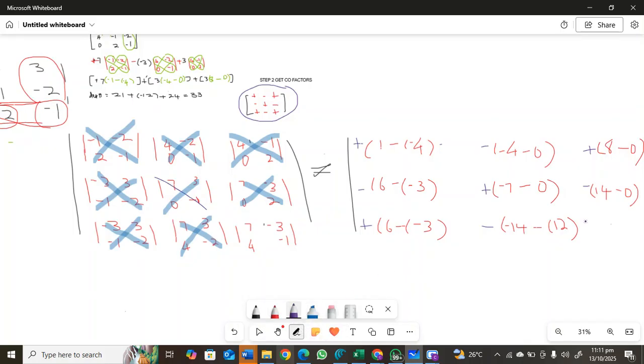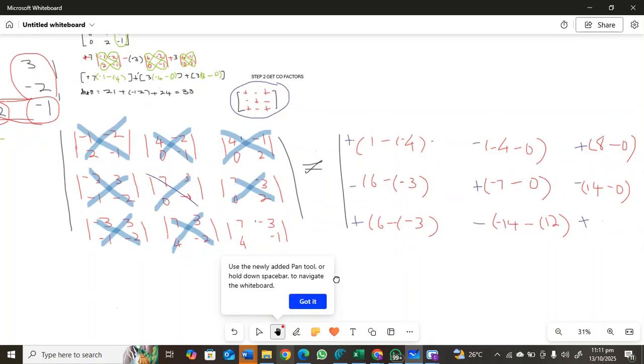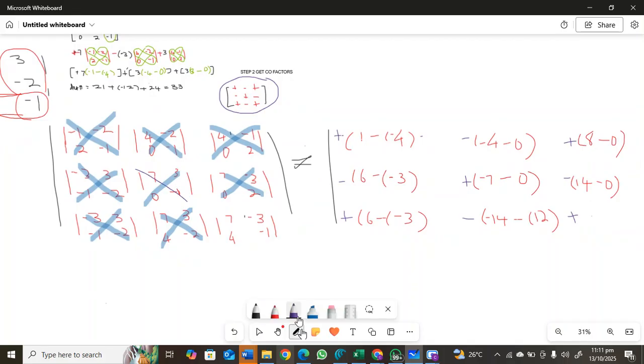The next is positive. 7 times negative 1, negative 7, minus negative 3 times 4, negative 12.